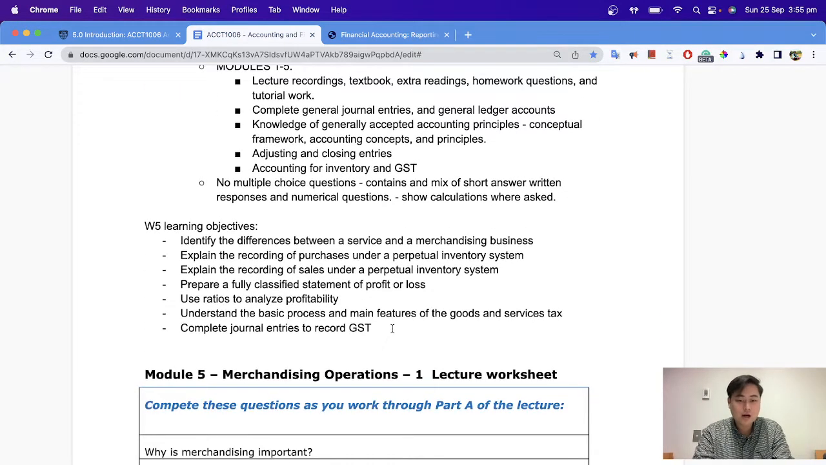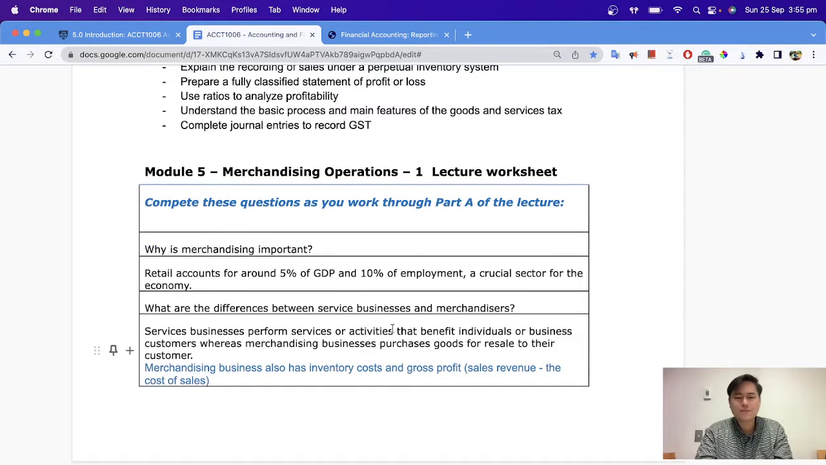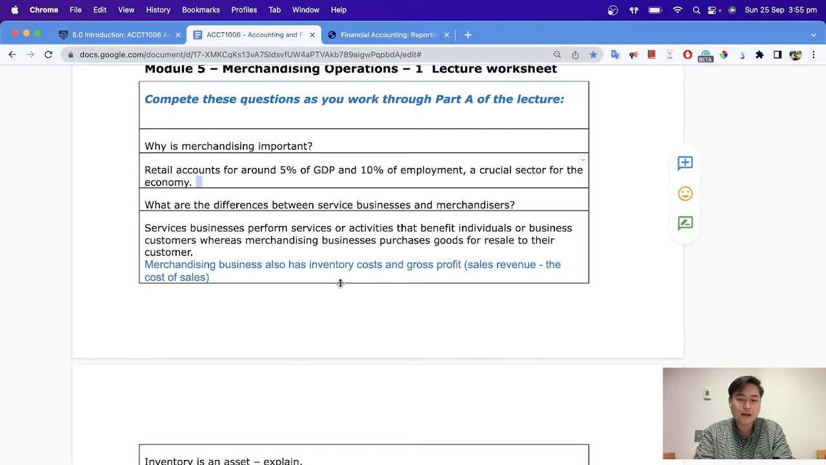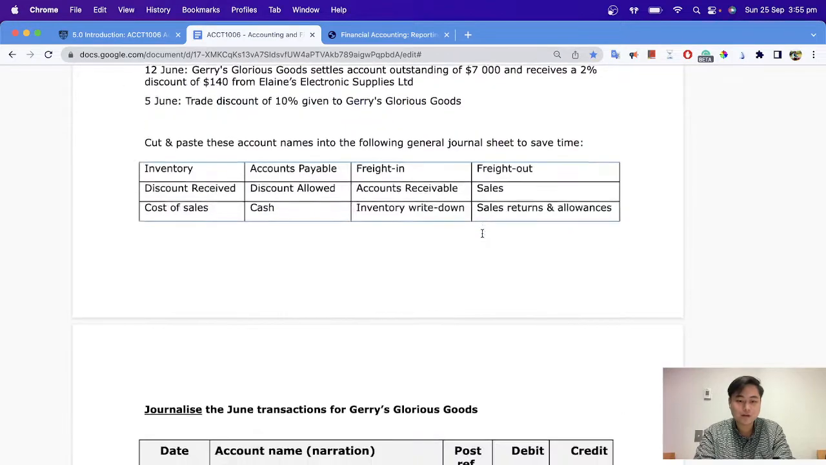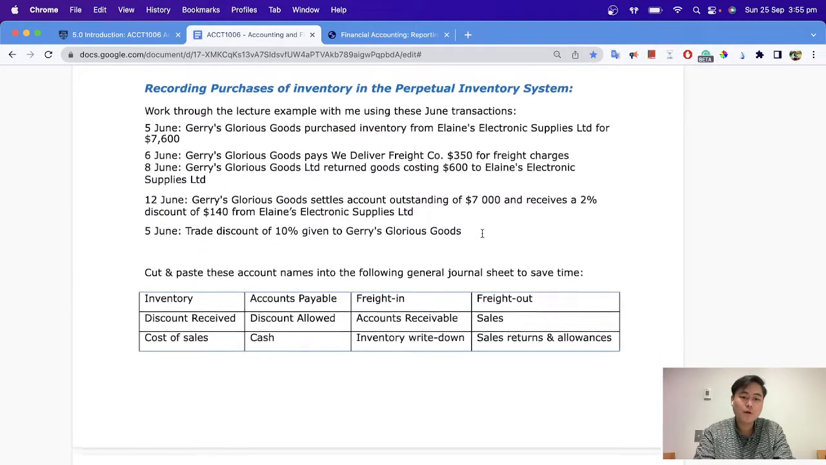Week 5's learning objectives, we went over that. So why is merchandising important? I feel like you don't really need to know that. What is the difference between a service business and merchandising? You should know that by now. Okay, let me just go through an example.